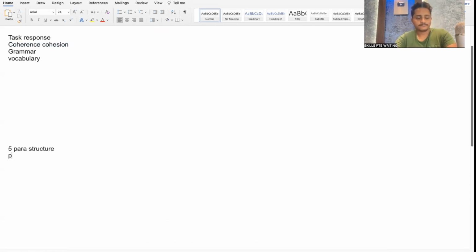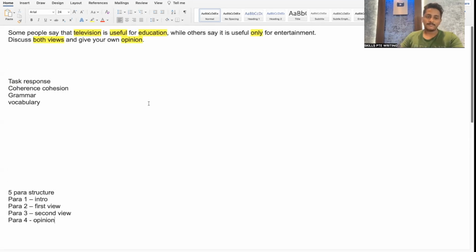Para 1, already templates have been given to you inside the templates folder. You can check inside writing folder, essay folder, templates. For every question of this structure, a template is already there. So I'm just explaining here as well. Para 1 will be introduction, where you tell your viewpoint. Para 2, first view. Para 3, second view. Para 4, opinion. Look at the question here. Discuss both the views, first view, second view, and give your opinion, para 4, and then para 5, conclusion.